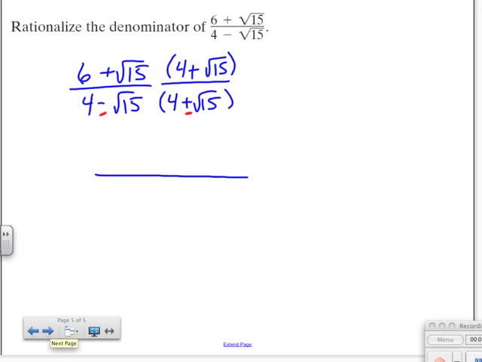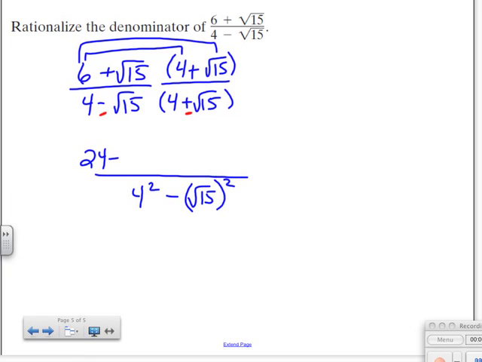So I get 4 squared, which is 16. I'll rewrite it out so that you can see what I'm doing. Minus the square root of 15 squared. Then you're going to FOIL out the top. 6 times 4 is 24. 6 times the square root of 15, so I get plus the 6 square root of 15, plus 4 times square root of 15. And the last step is the square root of 15 times the square root of 15, plus 15.